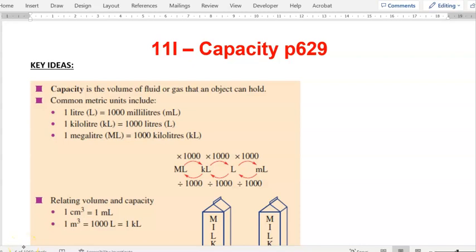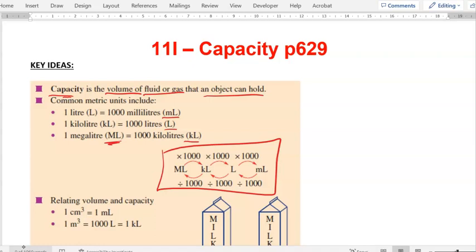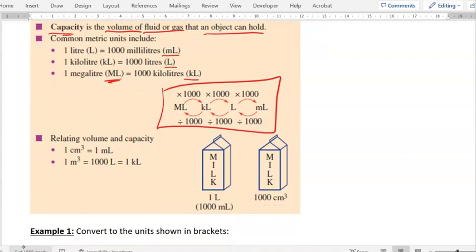All right, so the word capacity. Capacity is the volume of fluid or gas that an object can hold. Common metric units are milliliters, liters, kiloliters, and even megaliters, which are all 1,000 times each other. And this is a really handy conversion chart that you need to know and understand.